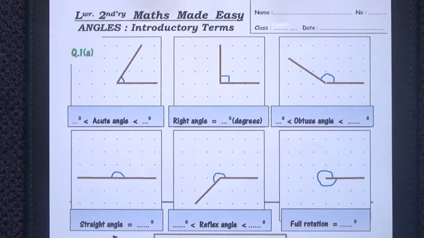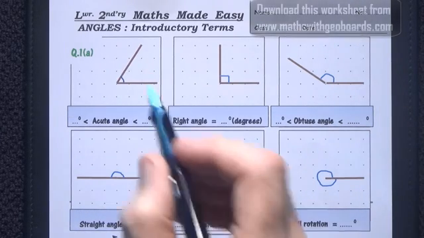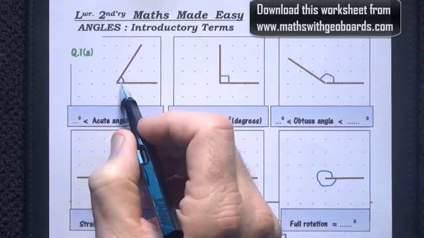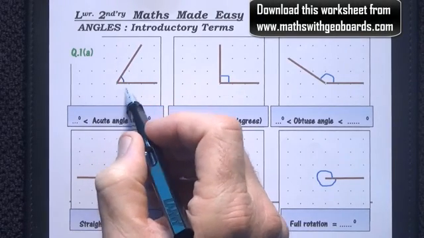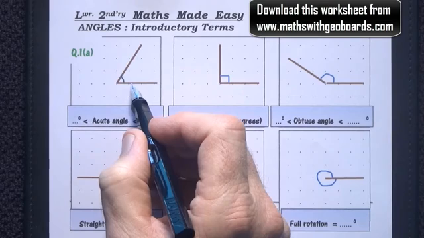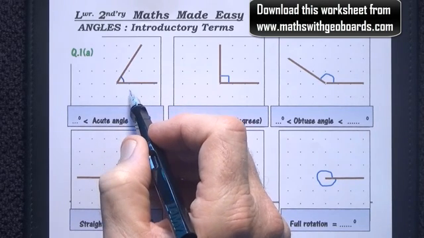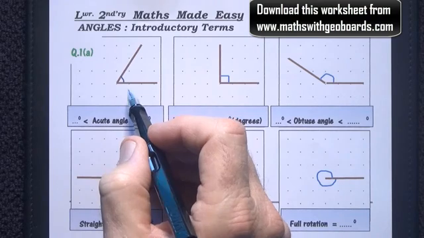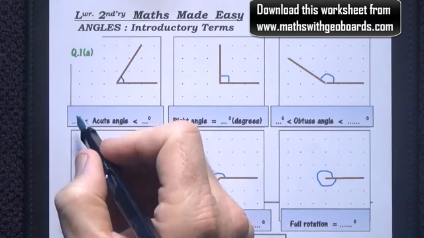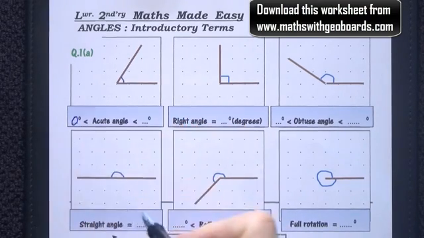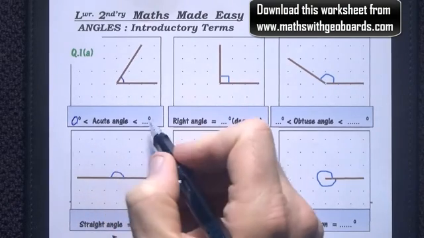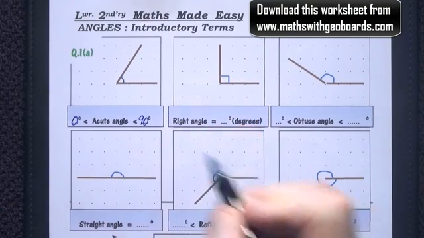Back to the worksheet, and I'll go through those again one by one. We're going to start from this position here and go anti-clockwise. So the first angle is less than 90 degrees and greater than 0 degrees. That's an acute angle. So we can put in here 0 degrees, greater than and less than 90 degrees.